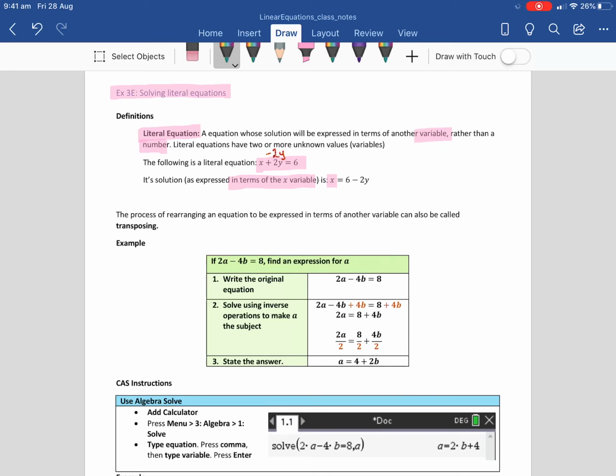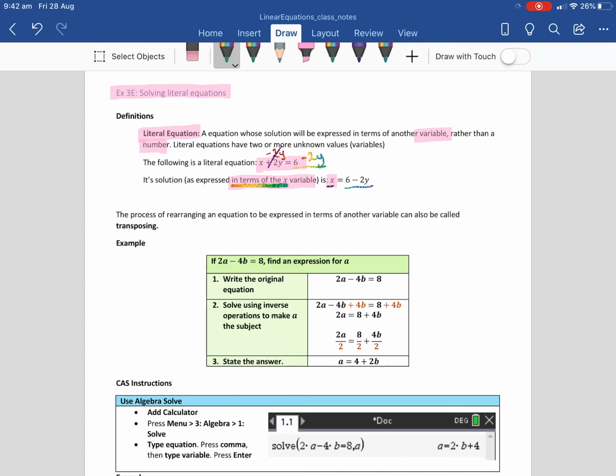So still doing those opposites. So instead of plussing, you subtract to get rid of it from that side. But whatever you do to one side, you've got to do to the other side. So you would have to subtract 2y on that side. Okay, so that's how they get the x by itself here. And then you've got 6 minus 2y, which is here. Okay, so we've now expressed this equation in terms of x because we have the x by itself.